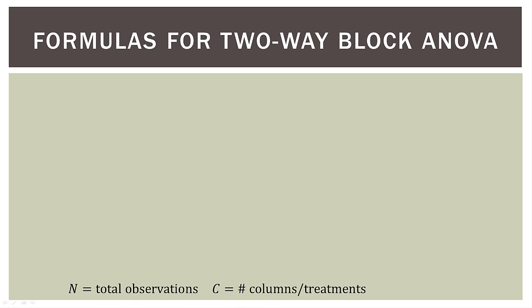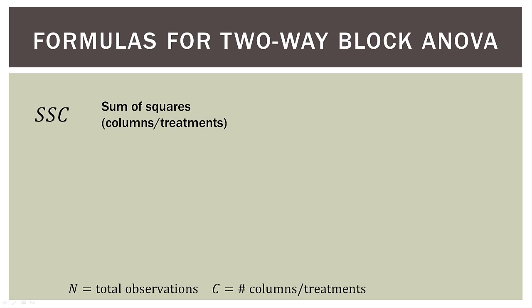Okay, so let's look at some basic formulas that we're going to be working with in this two-way block ANOVA. Some of these are very similar to the one-way ANOVA. So we have N equals total observations, and C is the number of columns or groups or treatments, in this case, cities, which are 3. And of course, N in this case is the total number of observations, which is 6 shoppers times 3 cities, which is 18.